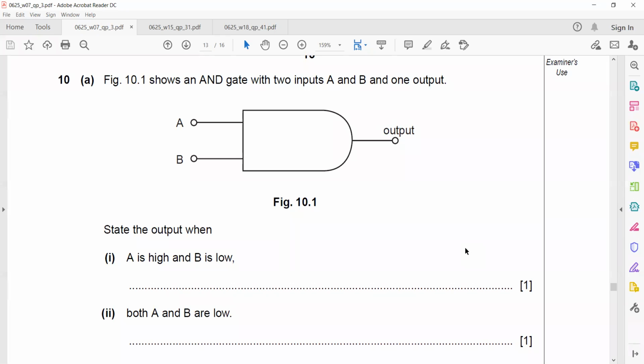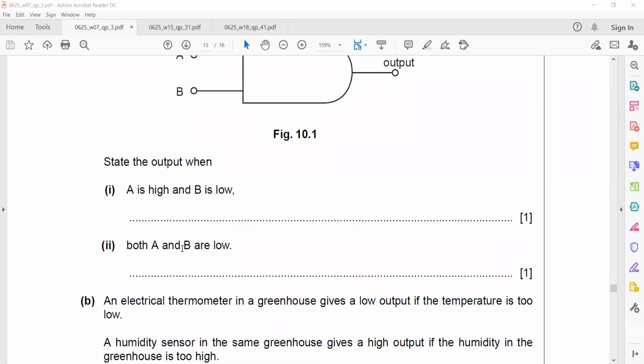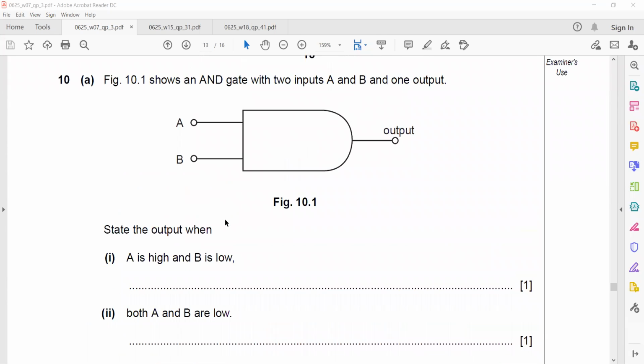Figure 10.1 shows an AND gate with 2 inputs and 1 output. State the output when A is high and B is low. 1 and 0. So for AND gate, it's by multiplication. This will be 0. When both A and B are low, so the output will, if A is low, B is low, output will also be low.